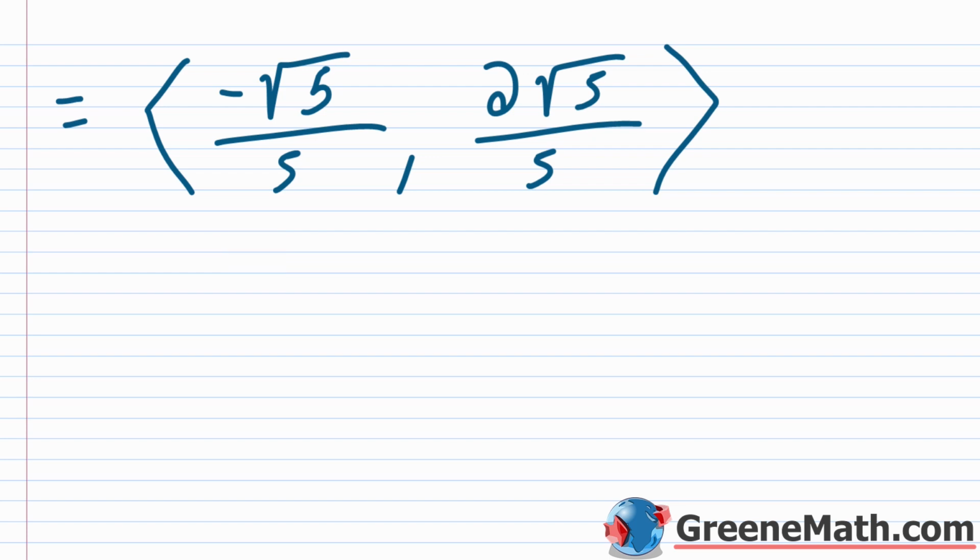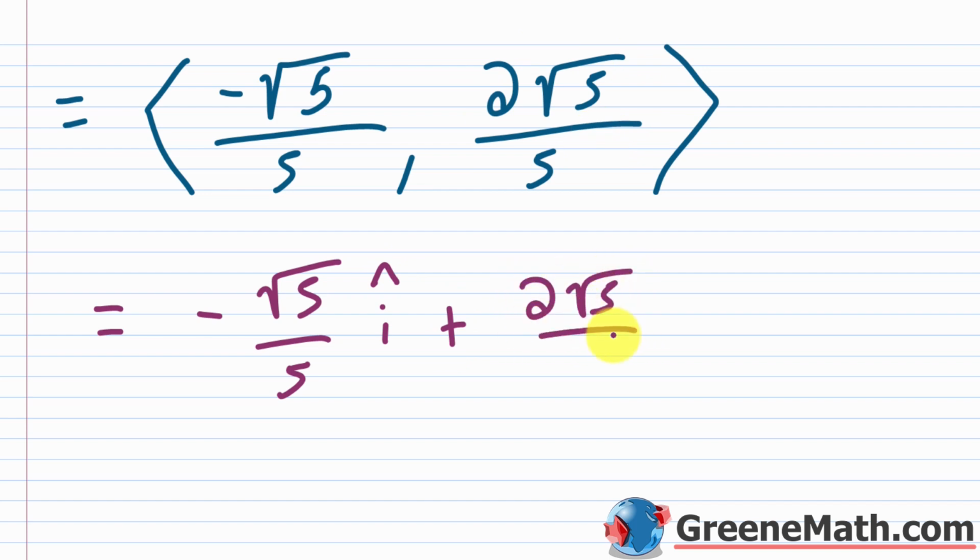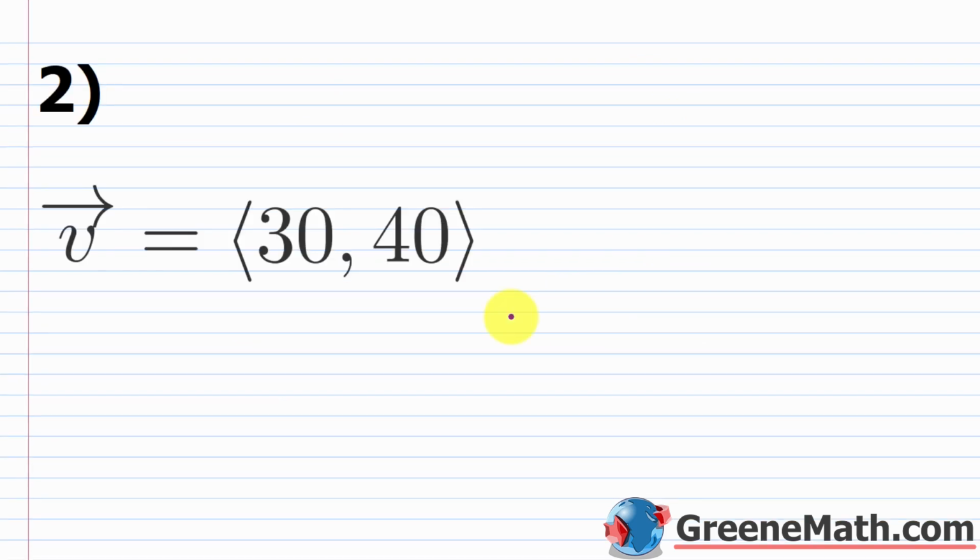So what I'm going to do is just convert this over. I'll say this is equal to this right here. This negative of the square root of 5 over 5 is just going to be multiplied by the unit vector i. And then you're going to have plus this guy right here is going to be 2 times square root of 5 over 5. That's going to be multiplied by the unit vector j. So again, this would be your component form, and this would be your linear combination of the unit vectors i and j. All right, let's take a look at problem number 2.